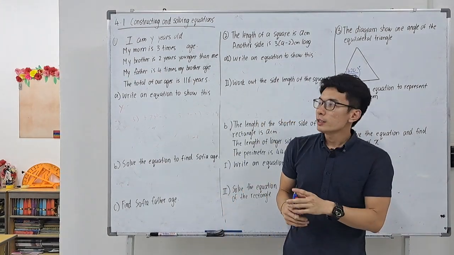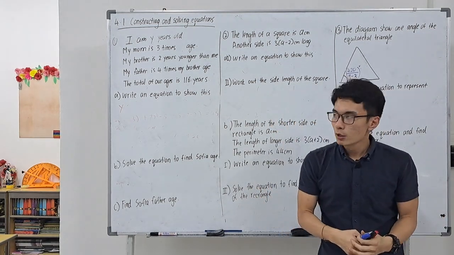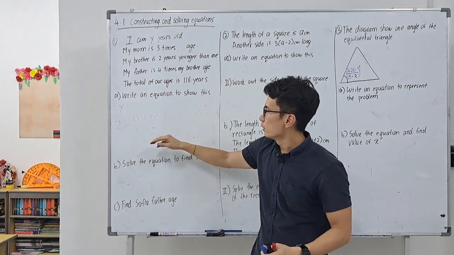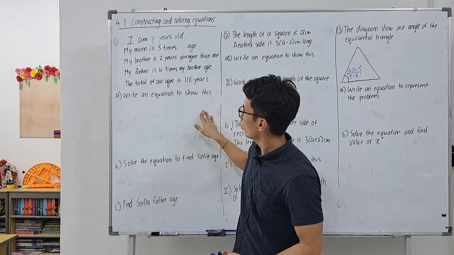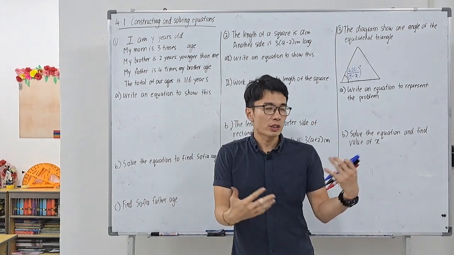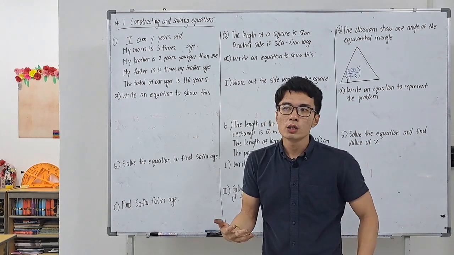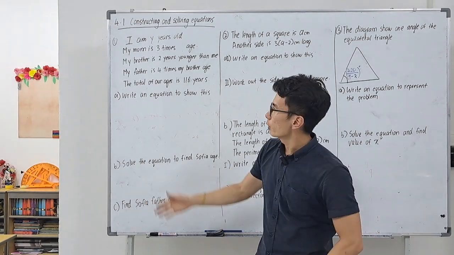Now, let's continue to look at more examples of constructing an equation and solving them. So let's look at this example over here. There is a bunch of information here, but no worries. We are going to convert them into an expression and finally into an equation so we know what we're dealing with. And then with that, we can solve it with our algebra.